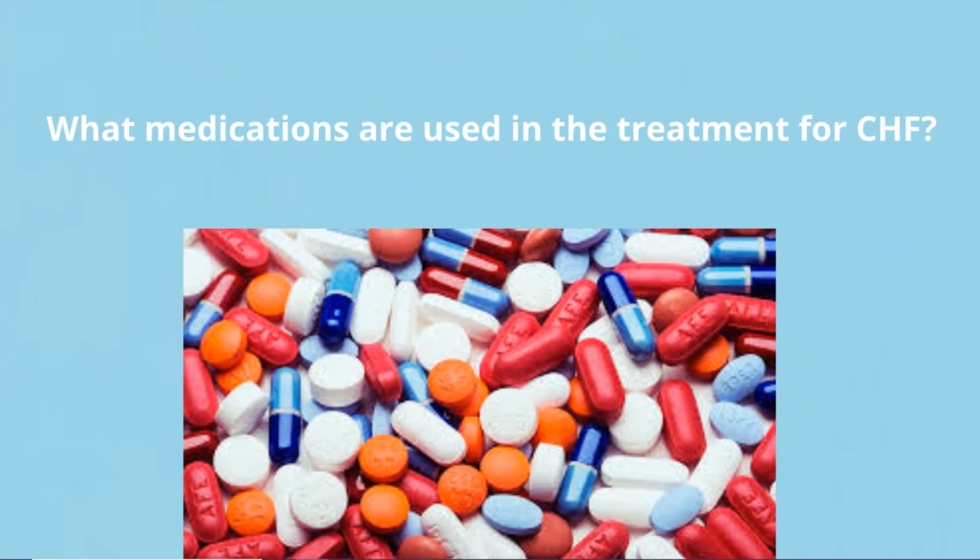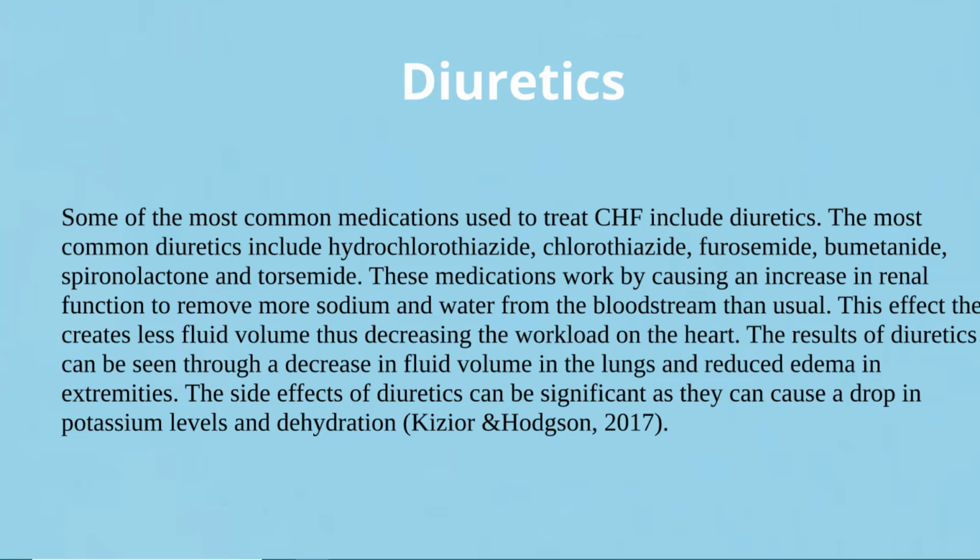Even though CHF is not reversible, it can be treated and managed with specific medications. Some of the most common medications used to treat CHF include diuretics. The most common diuretics include hydrochlorothiazide, chlorothiazide, furosemide, bumetanide, spironolactone, and torsemide.